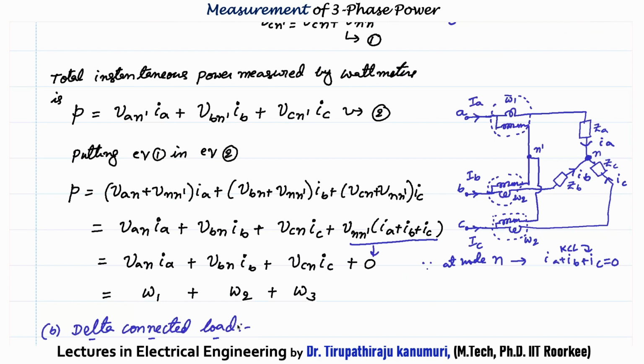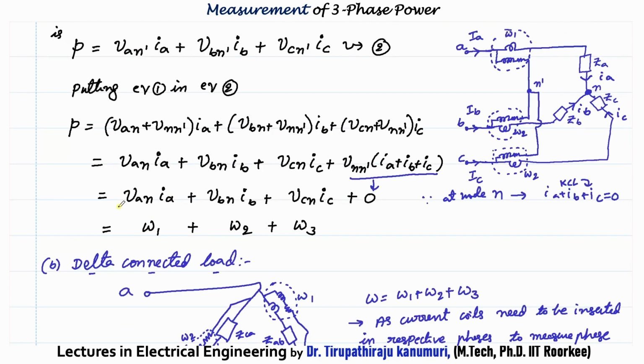So Van into Ia is the instantaneous power in the first circuit, Vbn into Ib is the instantaneous power in the second circuit, and Vcn into Ic is the instantaneous power of the third circuit or the third impedance. So this indicates the total power that is measured. That means we can prove that whether you connect this common point to some isolated point or connect it to n, both will give the same reading.